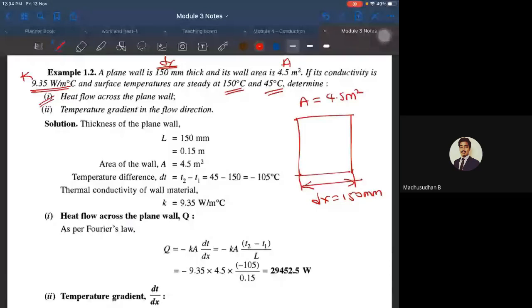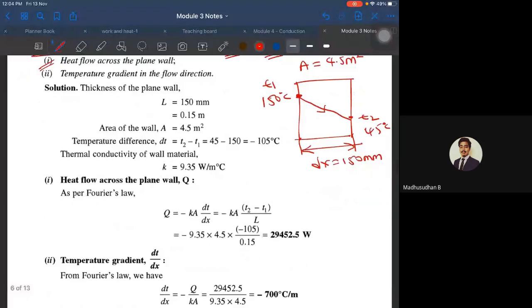The surface temperature T1 at surface 1 is 150 degrees centigrade, and the surface temperature T2 at the second face is 45 degrees centigrade. So the heat gets transferred from here to here. So what is the rate of heat transfer? You have to find it out.